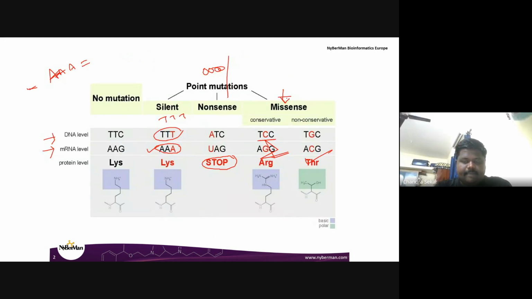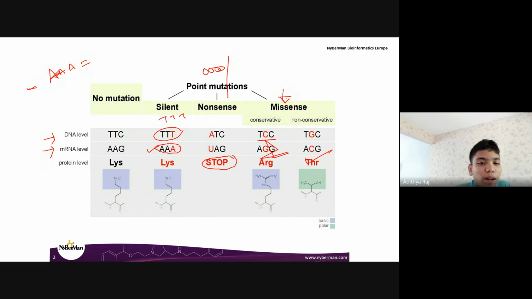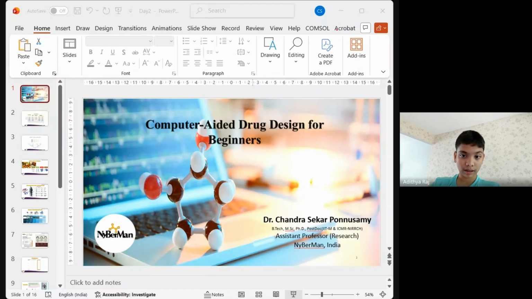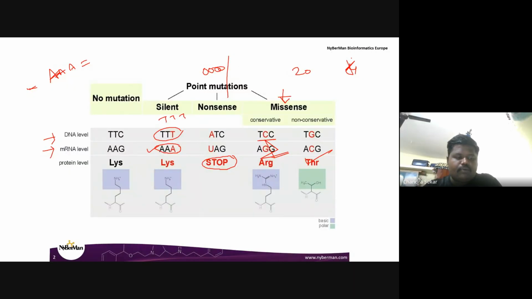Yeah. So this is silent mutation. The DNA and the mRNA level, I know just one letter is changing, but how come the protein level is still the same? Because we have only 20 amino acids. Sorry, we have only 4 letters, Adi, right? But they have to form 20 different amino acids. So there will be some overlap.